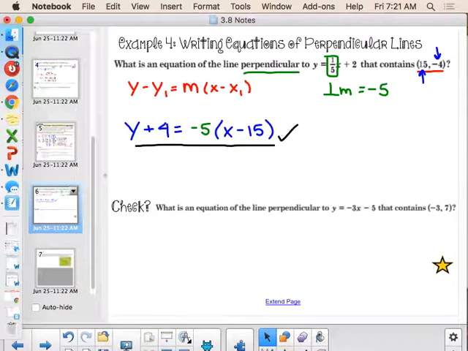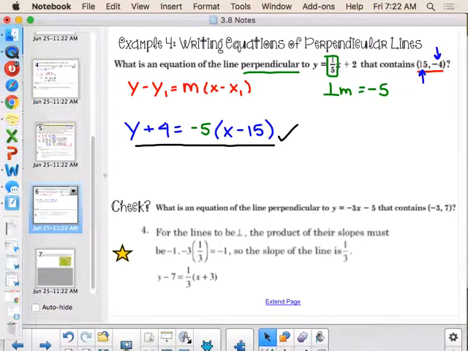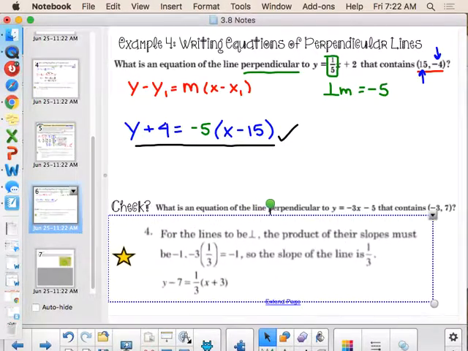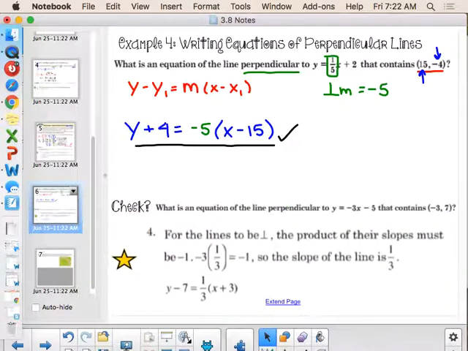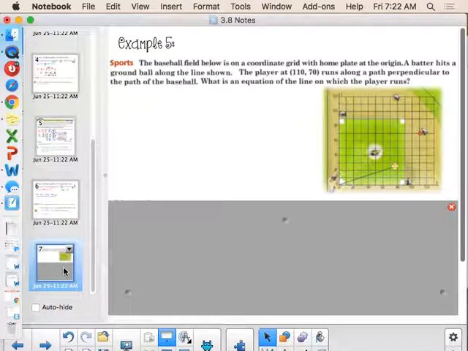Your turn. If you got the question incorrect, please check your answer at this time and look to see where you made your mistake. It's important to learn from our mistakes in order to do better in the future. Here's the final example of Chapter 3.